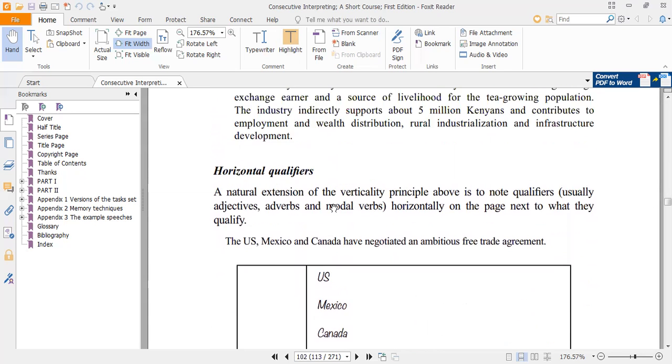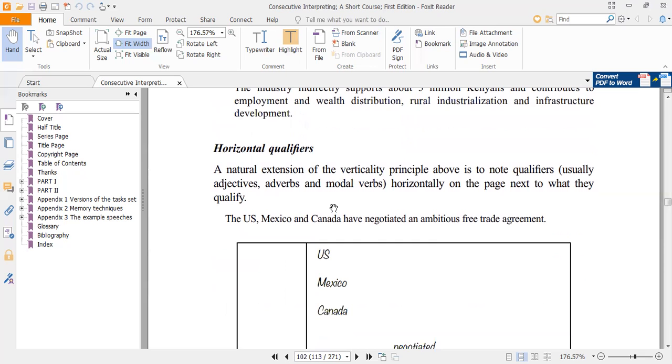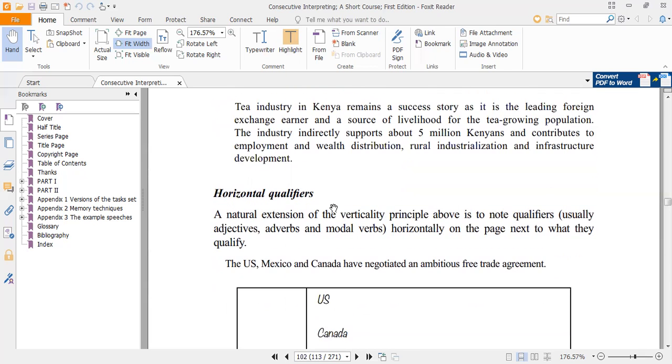Now we are going to continue in the same chapter, which is note taking techniques, and we will talk about more than one technique, not only abbreviation, but also other techniques, as we are going to see in this lecture.